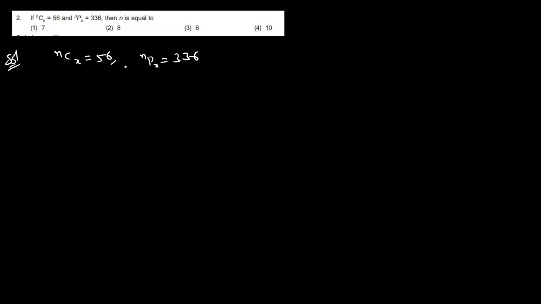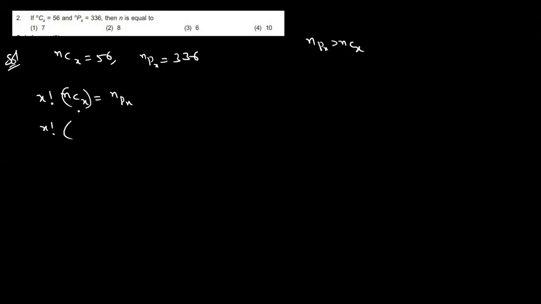First of all, what is the relation between nCx and nPx? It's very, very important. What is the formula here? x factorial into nCx is equal to nPx. This is the formula, because nPx is always greater than nCx. You can use this formula.